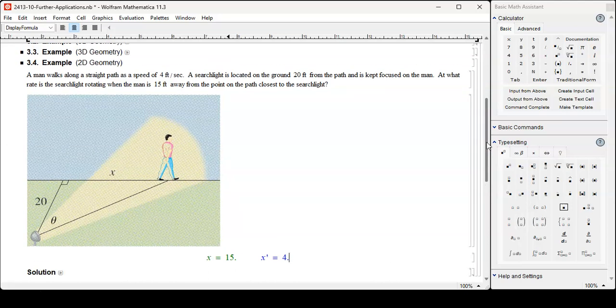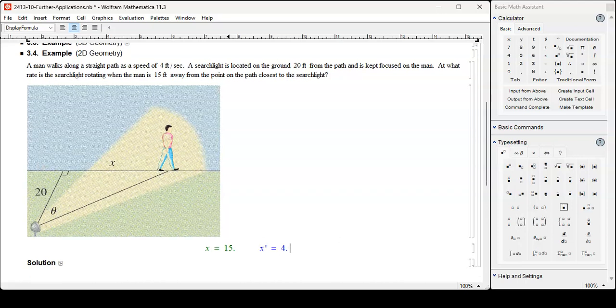What do you want to find out? At what rate the searchlight is rotating? Theta. The rate of change for theta, that's what we're looking for. We don't know this. We don't know this one either. This one is the answer that I'm looking for. And this one may be necessary as an intermediate step. In any case, here's a setup.